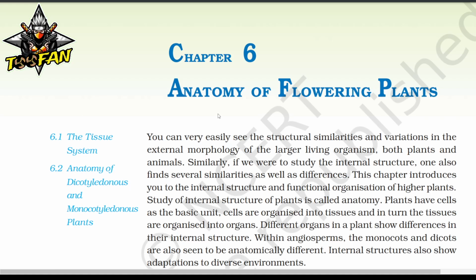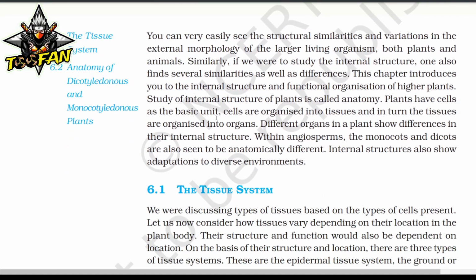Study of internal structures of plants is called anatomy. Plants have cells as the basic unit. Cells are organized into tissues, and in turn the tissues are organized into organs. Different organs in a plant show differences in their internal structures. Within angiosperms, the monocots and dicots are also seen to be anatomically different. Internal structures also show adaptations to diverse environments.